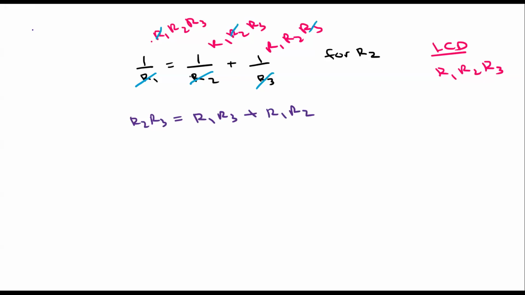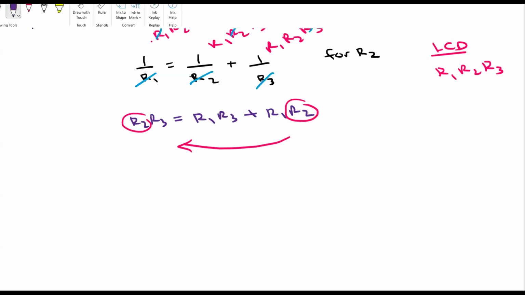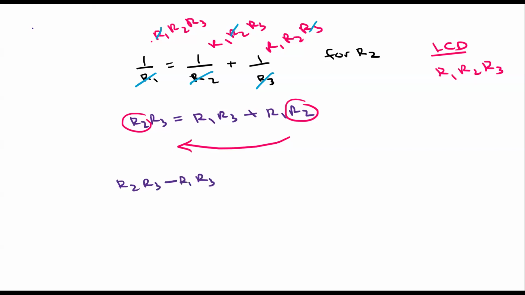Okay. So again, our goal is to solve for R2. So notice that our R2s are on both sides. So R2 is here, and then R2 is also here. Okay. So we want to combine those together. So we're going to move that term to the left. So we are going to have R2, R3 minus R1, R3. So basically I'm just subtracting R1, R2 on both sides. Okay, so that's how I'm able to do it.